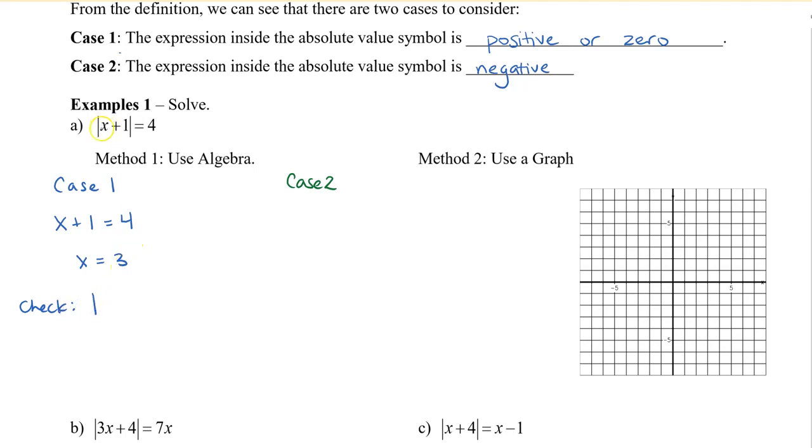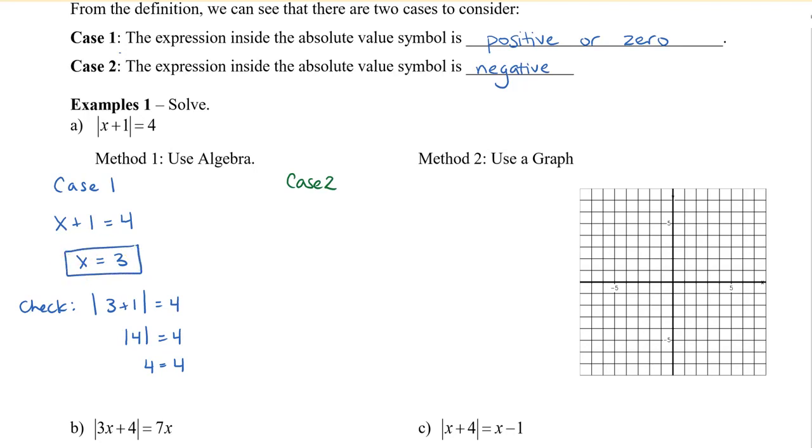And we're going to substitute 3 back into the original equation. So the absolute value of 3 plus 1 equals 4. And yes, indeed, the absolute value of 4 does equal 4. So this one is good. So x equals 3 is one of my answers.